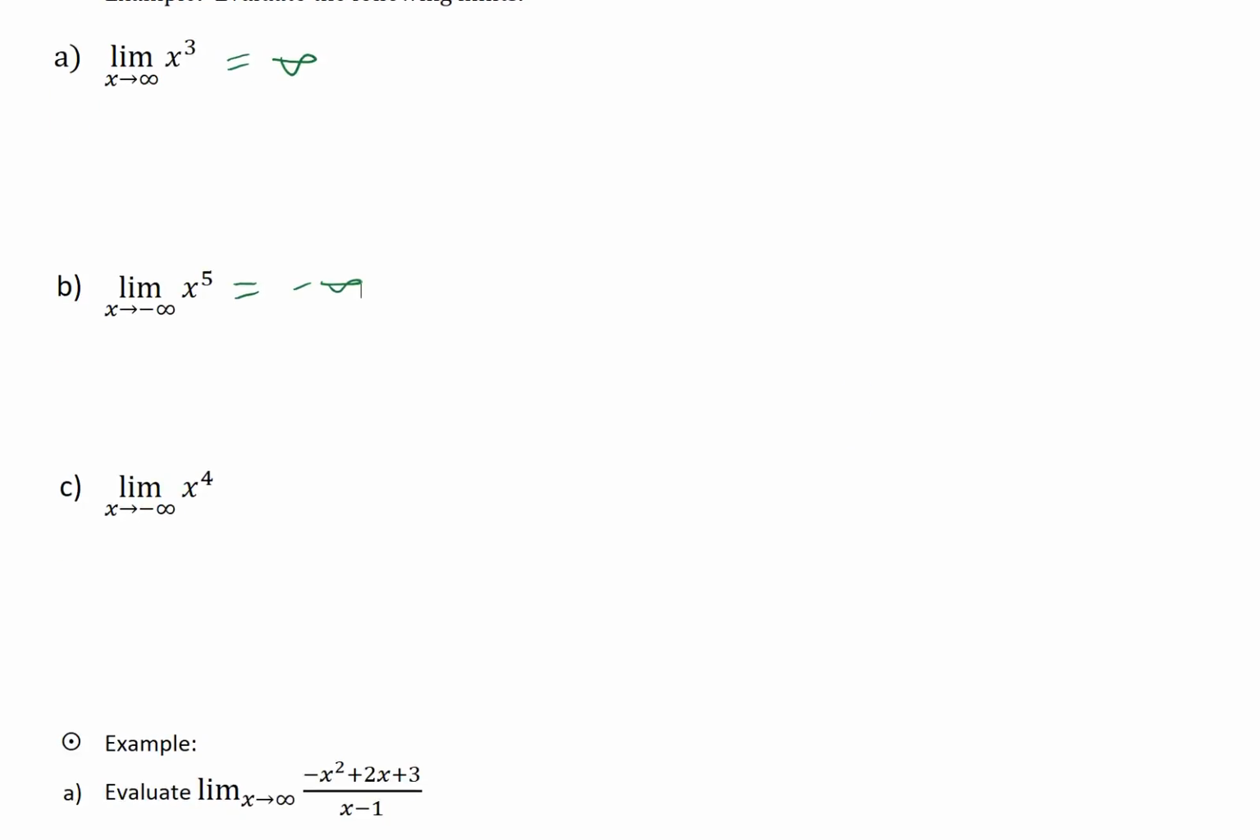But if you take the limit as x approaches negative infinity of x to the fourth, and you are raising a really large negative number to the fourth power, it's going to turn positive. So this would be positive infinity as well.